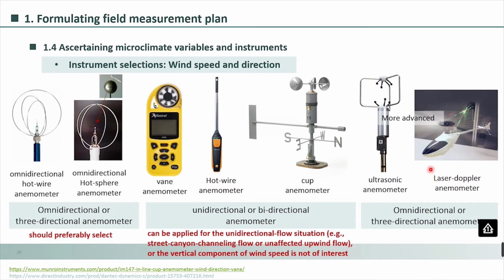And if you want to select an instrument to measure wind speed and direction, as you can see in the photos in this slide, there are various anemometers based on different techniques, and their selection mainly depends on wind characteristics in the urban study areas. In my opinion, I would recommend the omnidirectional or three-dimensional anemometer because it can capture the turbulent flow in urban areas. But I have to say this kind of anemometer is expensive.